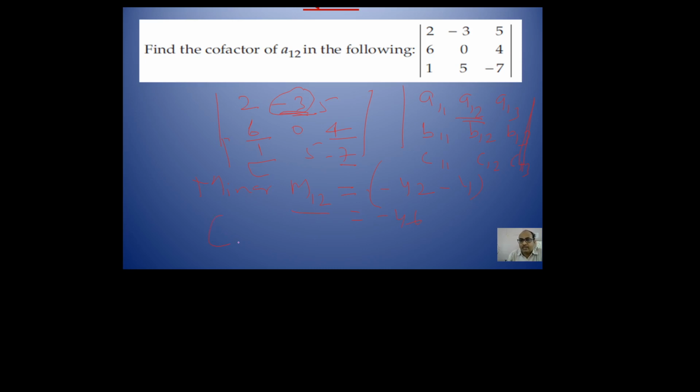Now the cofactor C12 we are going to find out. This will be minus 1 to the power 1 plus 2, into M12. So minus 1 to the power 3, and minus 46. Minus 1 to the power 3 is minus 1 only. Minus into minus becomes plus, so here it will become 46. So the cofactor C12 here has become 46.